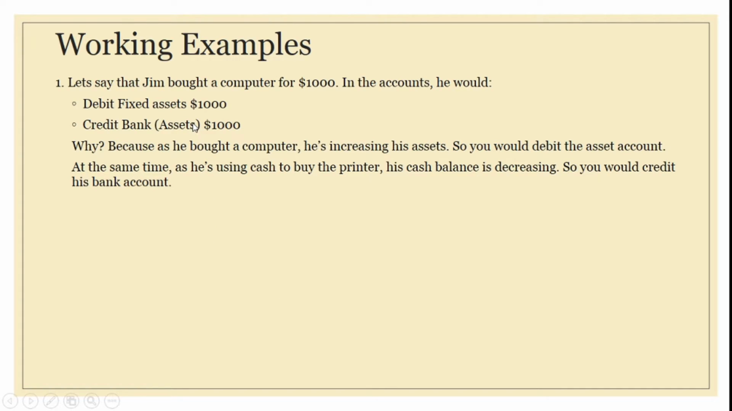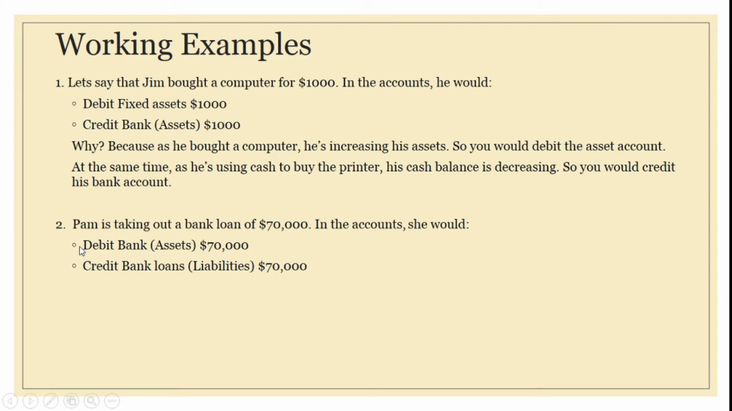Let's say that Jim bought a computer for $1,000. In the accounts, he would debit fixed assets by $1,000 and credit his bank account by $1,000. Why? Because as he bought a computer, he's increasing his assets. So you would debit the asset account. At the same time, as he's using cash to buy the computer, his cash balance is decreasing. So you would credit his bank account.